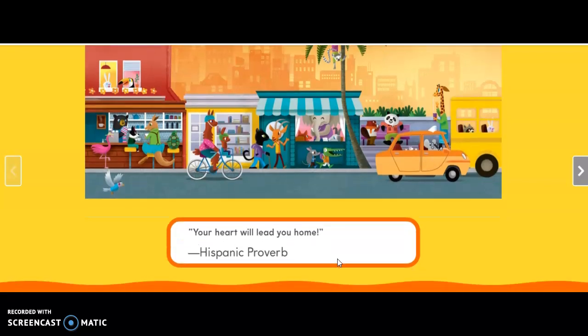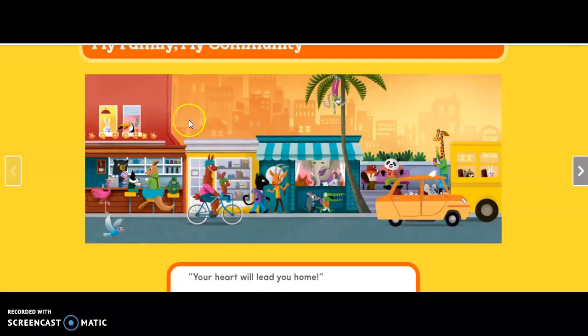So I want you to look up here at this little picture. Right here, we're seeing a community of little animals. They're so cute. I love this llama mama and the llama baby. They're going down the road in their bike, and I see all these neighbors that are being friendly to one another. I just love that.